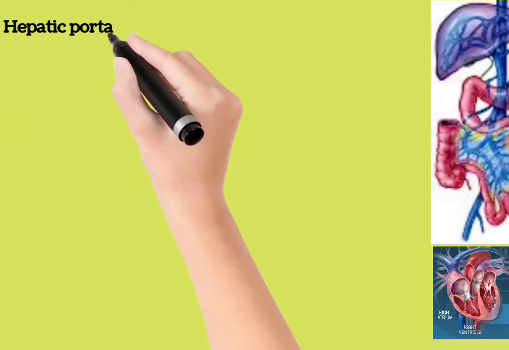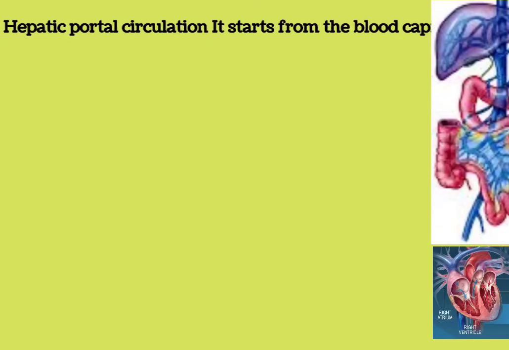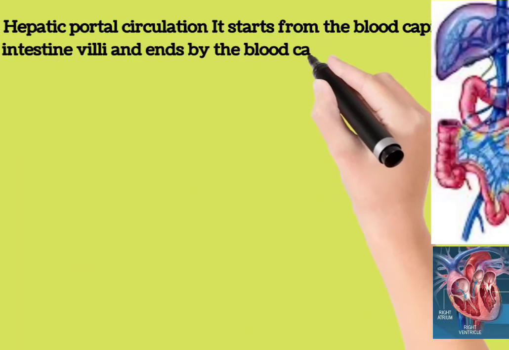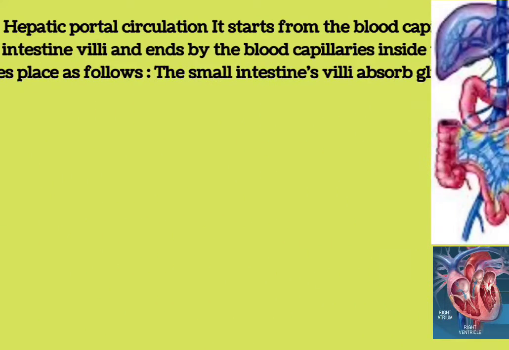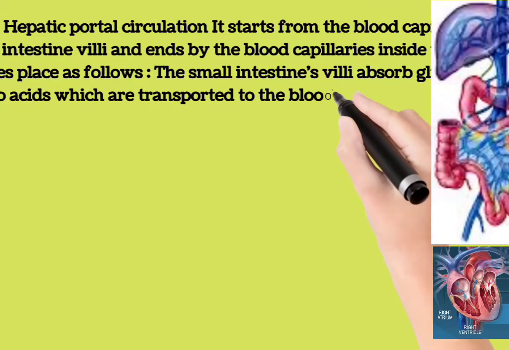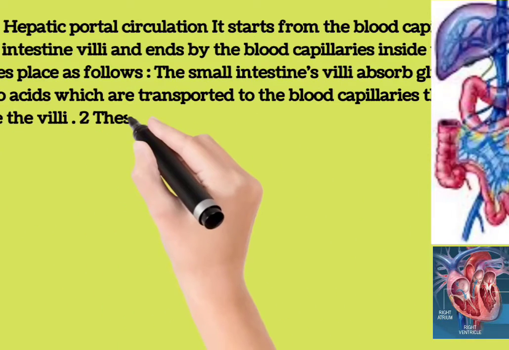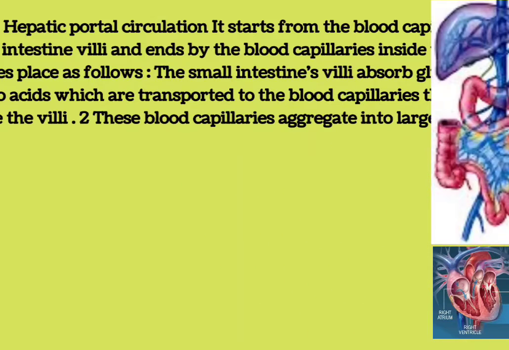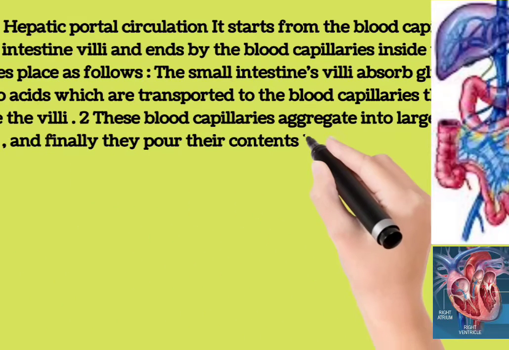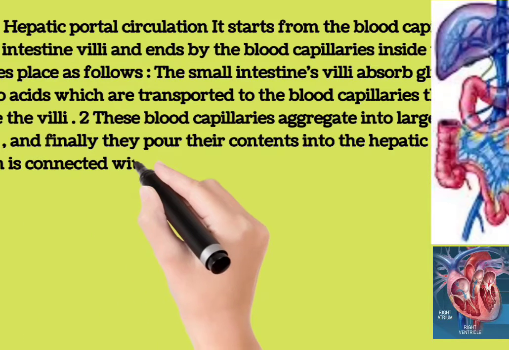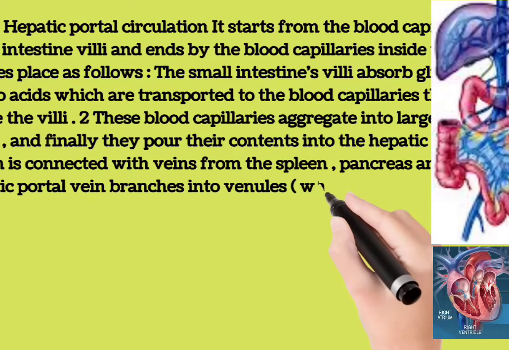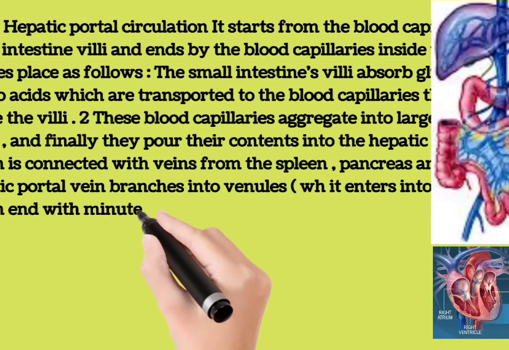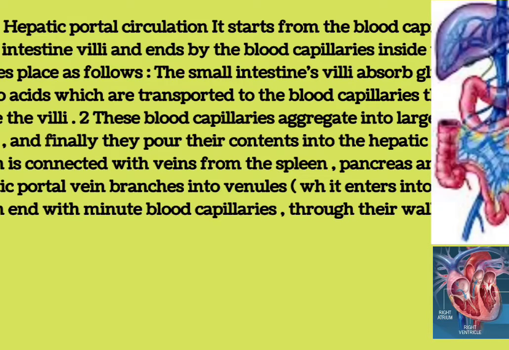Third, hepatic portal circulation. It starts from the blood capillaries of the small intestine villi and ends by the blood capillaries inside the liver, and it takes place as follows. The small intestine villi absorb glucose and amino acids, which are transported to the blood capillaries that are present inside the villi. These blood capillaries aggregate into larger and larger veins, and finally they pour their contents into the hepatic portal vein, which is connected with veins from the spleen, pancreas and stomach.